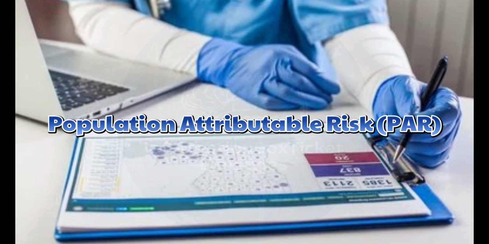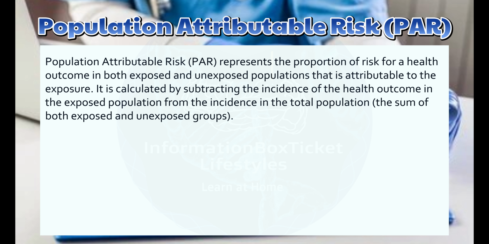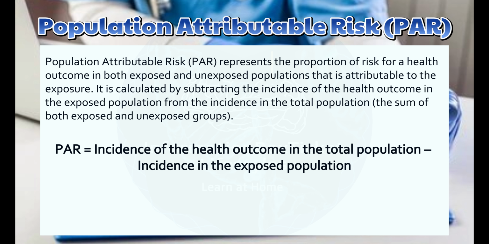Population attributable risk. Population attributable risk represents the proportion of risk for a health outcome in both exposed and unexposed populations that is attributable to the exposure. It is calculated by subtracting the incidence of the health outcome in the unexposed population from the incidence in the total population, the sum of both exposed and unexposed groups. Population attributable risk equals incidence of the health outcome in the total population minus incidence in the exposed population.